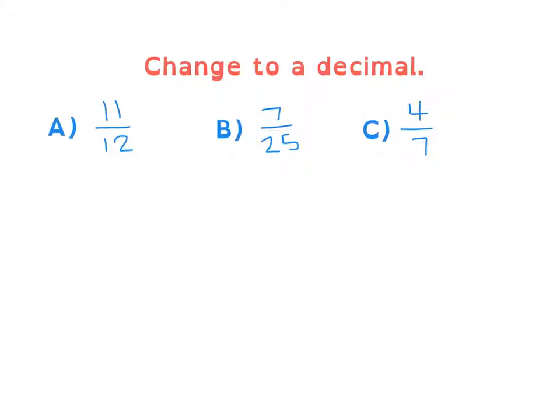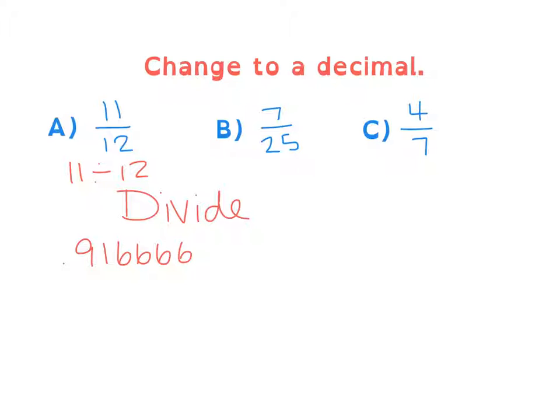The next thing you'll be asked to do is to change fractions into decimals. All you need to do for this is divide. So if you divide the numerator by the denominator, you're going to get the decimal form, and you will be allowed to use a calculator. So on A, you're just going to do 11 divided by 12. Your calculator is going to say something like 0.916666. It usually has a 7 somewhere at the end.